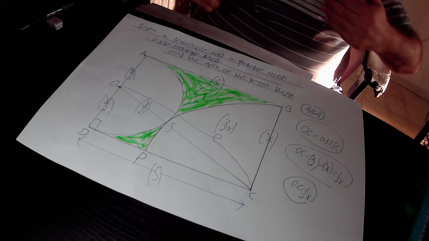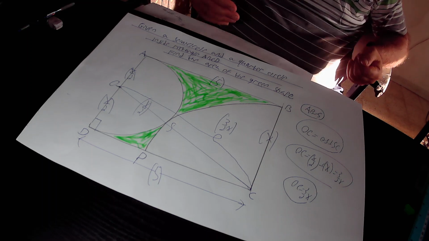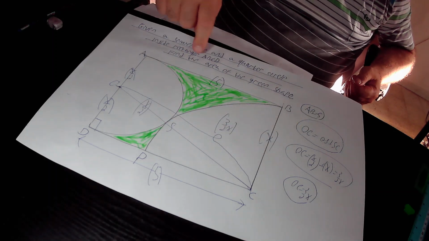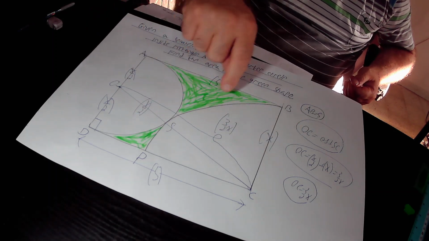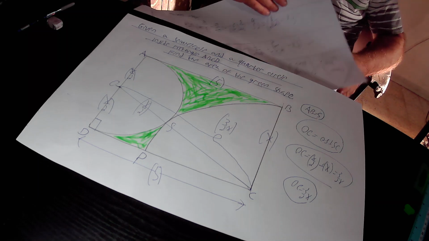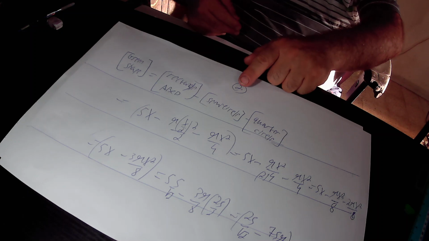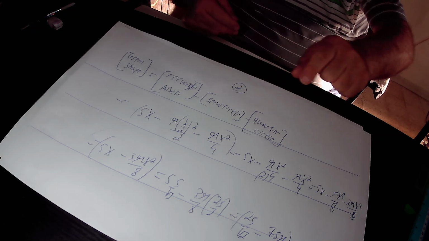So what is the area of the green shape? From the drawing it is easy to see that the area of this green shape equals the area of rectangle ABCD minus the area of this semicircle minus the area of the quarter circle.